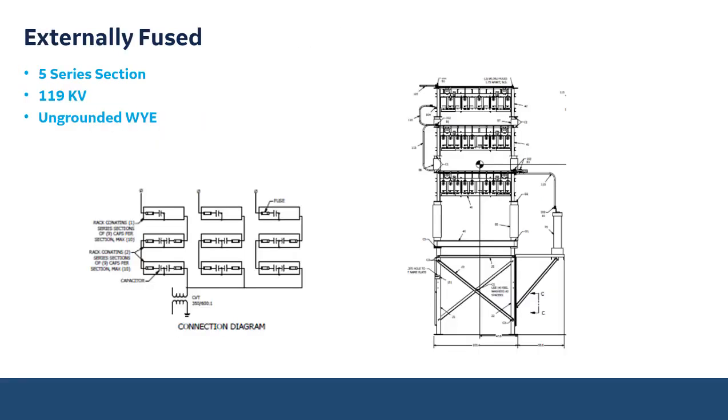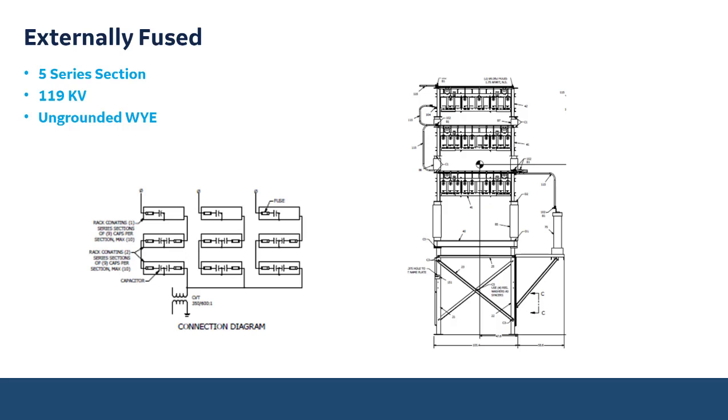So it's not just one series section or two series sections. You can go upwards of as many as you need to accomplish what the MVAR requirements are and the voltage requirements. This is an example of an externally fused, five series section bank, where we were looking before at 34.5 kV banks. This one was rated at 119 kV, and it was an ungrounded Y.